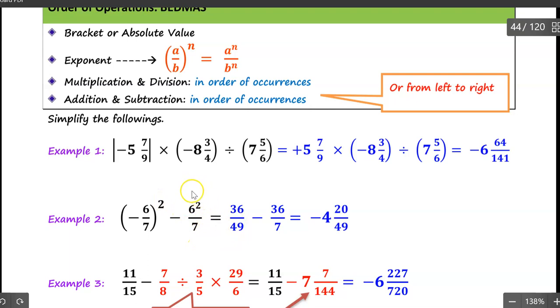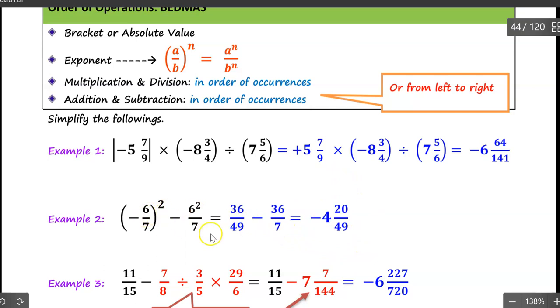And for this fraction, the difference between this fraction and this one is you have a square, but the square is only for number 6 because you don't have the brackets. You don't have the bracket, the square is only for number 6. Therefore, in this case, I have 36, and then I leave the 7 alone. If I take this 36 over 49, subtract 36 over 7, this is the answer that I have.